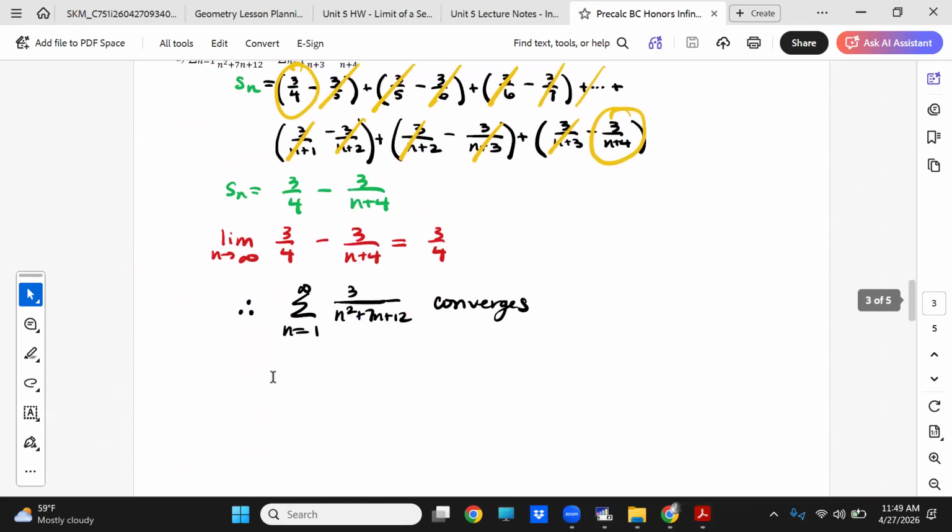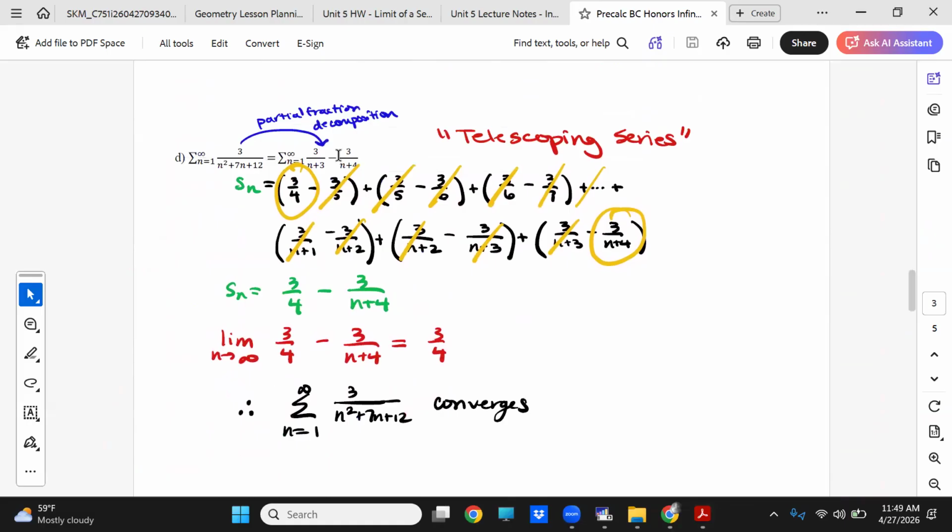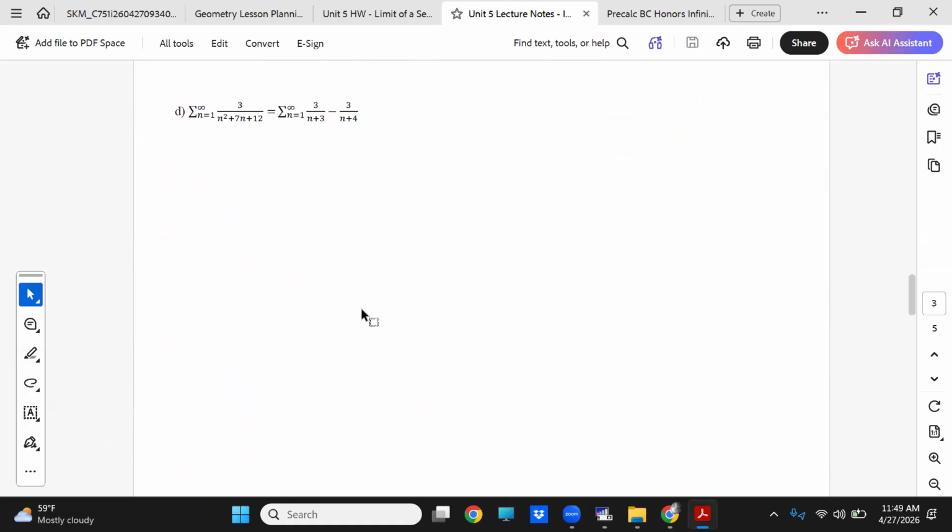Is happening for part D. So yeah, that will converge. Okay, let's keep on moving.